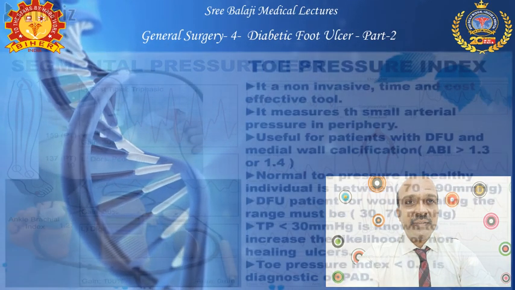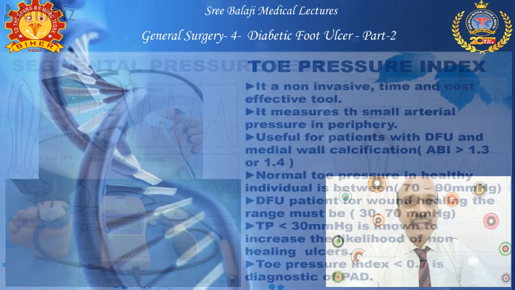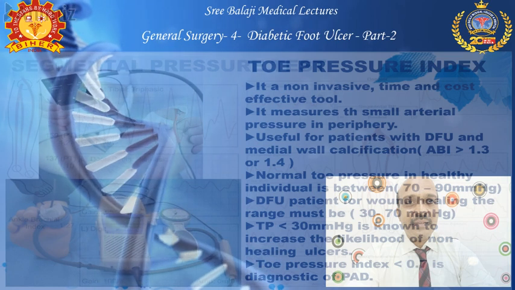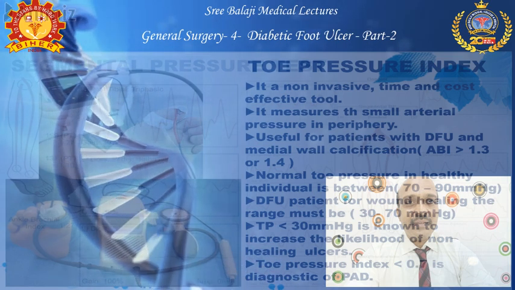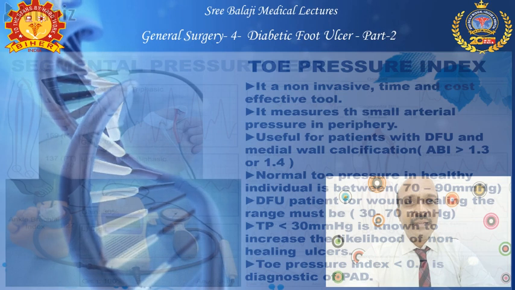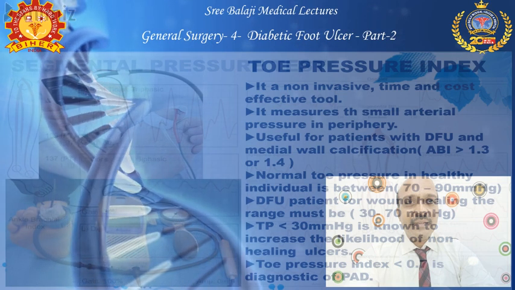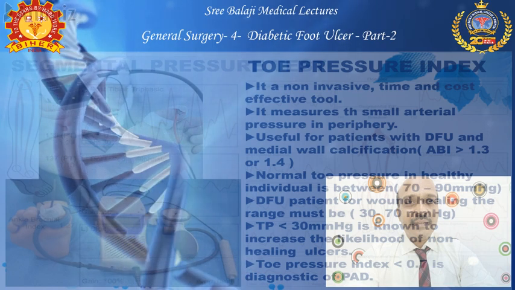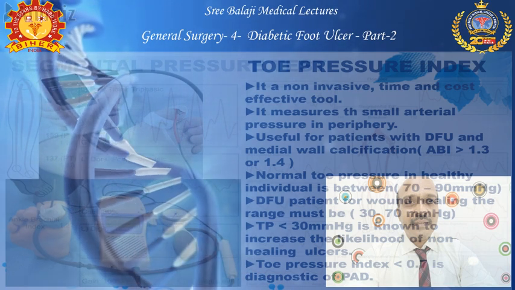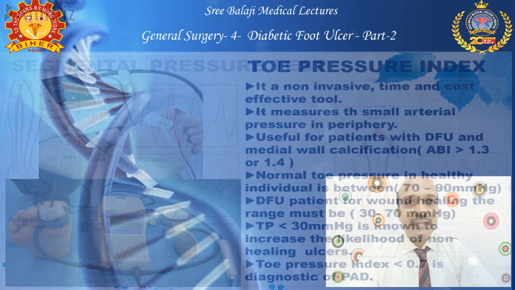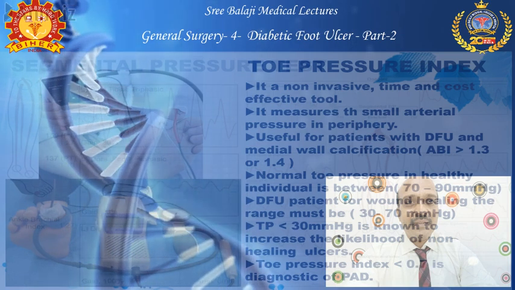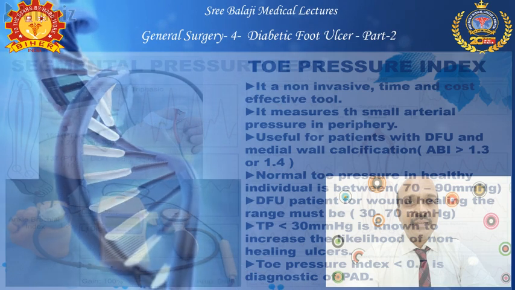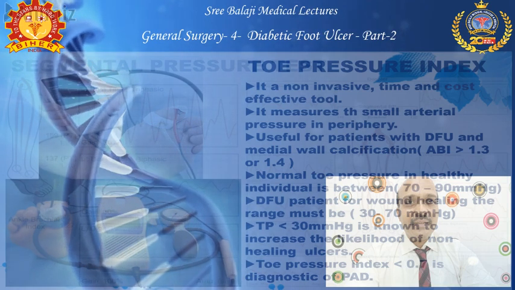Toe pressure index. Toe pressure index is ideally a non-invasive, time and cost-effective tool. It is measured using a small cuff that is tied to the toe along with a probe to measure the pulse using a Doppler. It measures the small artery pressure. Usually, patients with diabetic foot ulcer whose ankle brachial index is more than 1.3 to 1.4 are the candidates to undergo toe pressure index.